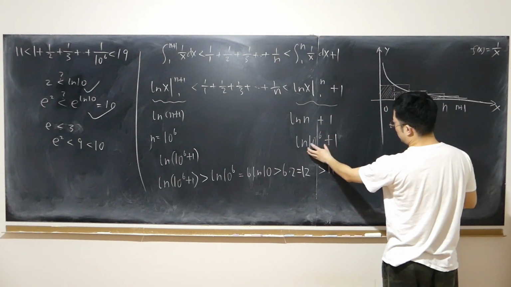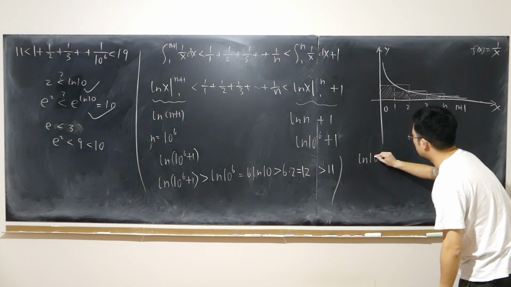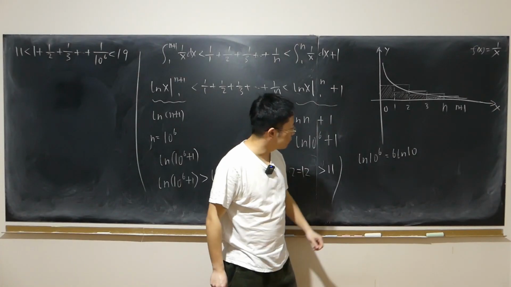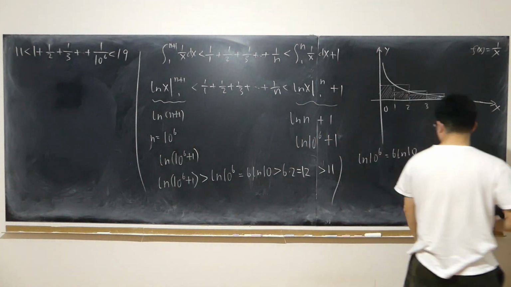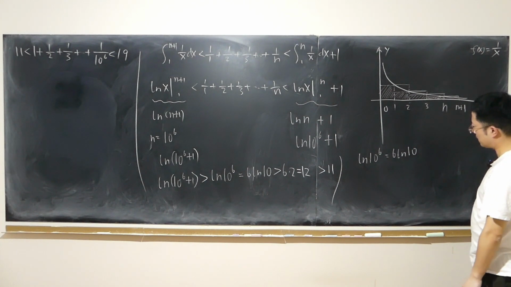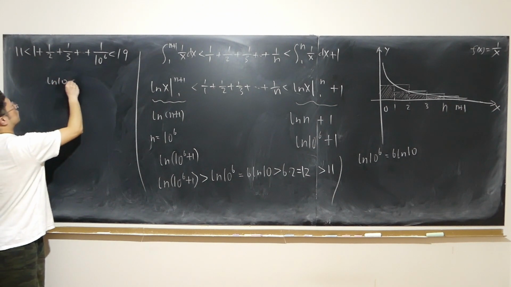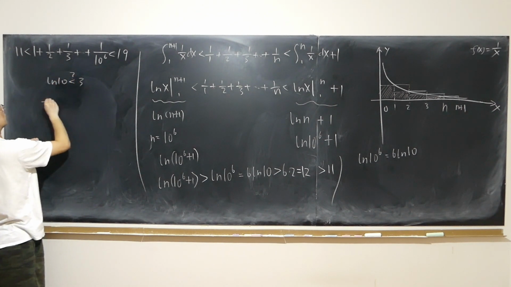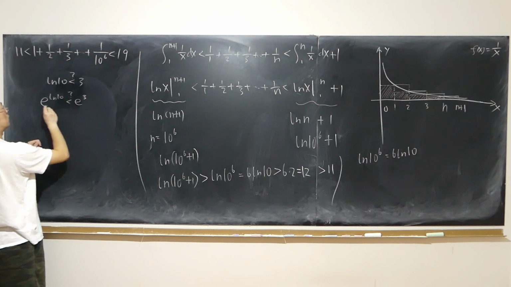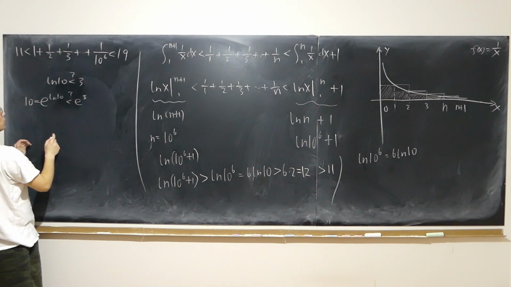So I'm looking at log 10 to the 6, right? That is 6 log 10. So can I loosen log 10 just a little bit? Log 10, is it less than 3? That's my question. So is log 10 less than 3? In other words, is e to the power of log 10 less than e to the 3? But that is just 10, right? Is 10 less than e to the 3?